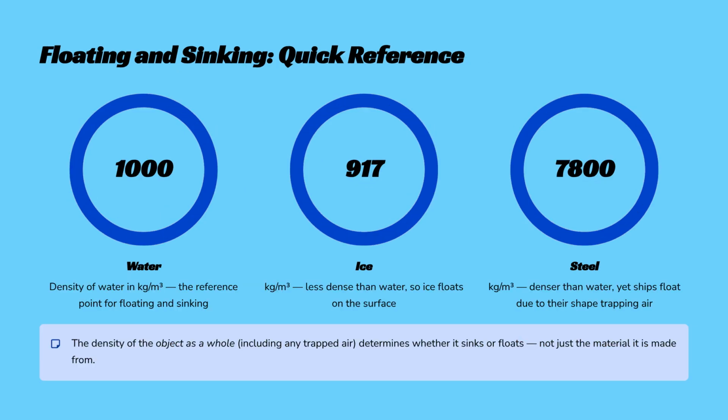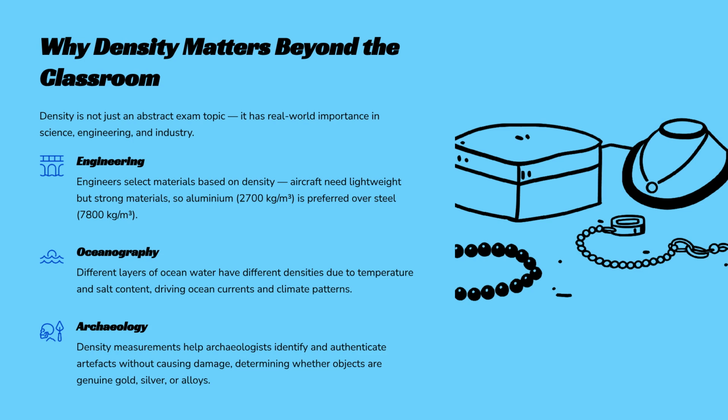Understanding floating and sinking is straightforward if you know the reference point. Water has a density of 1,000 kilograms per cubic meter. Ice, at 917 kilograms per cubic meter, floats because it is less dense. Steel is denser than water, but ships still float because the object as a whole, including trapped air, is less dense.